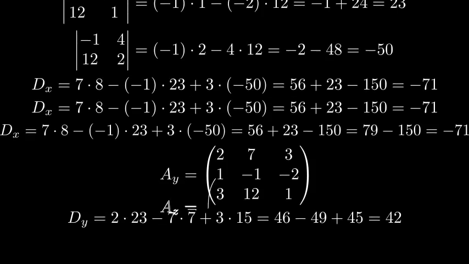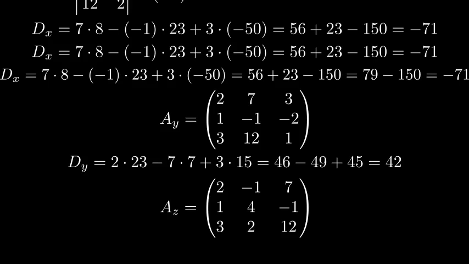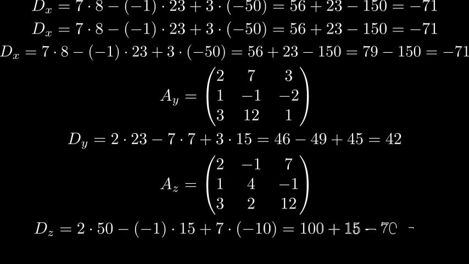For matrix A_z, we replace the third column with the constants 7, minus 1, and 12. Calculating the determinant of A_z. D_z equals 2 times 4 times 12 minus 2 times negative 1 minus negative 1 times 12 minus 3 times negative 1 plus 7 times 1 times 2 minus 3 times 4. This simplifies to 2 times 50 minus negative 1 times 15 plus 7 times negative 10, which equals 100 plus 15 minus 70, which is 45.